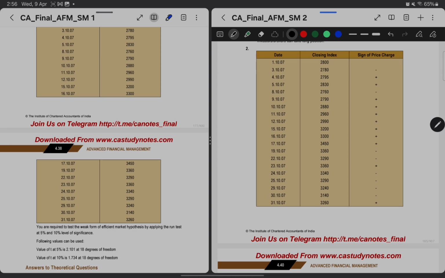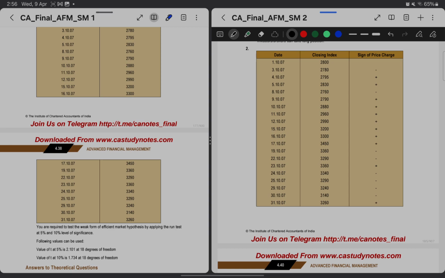So, 5% is 95% confidence level and 10% is 90% confidence level. So, which will be good, right? Like 5% will be good because we have 95% confidence level, which will give us more accurate results. Now following values are given from the t table.